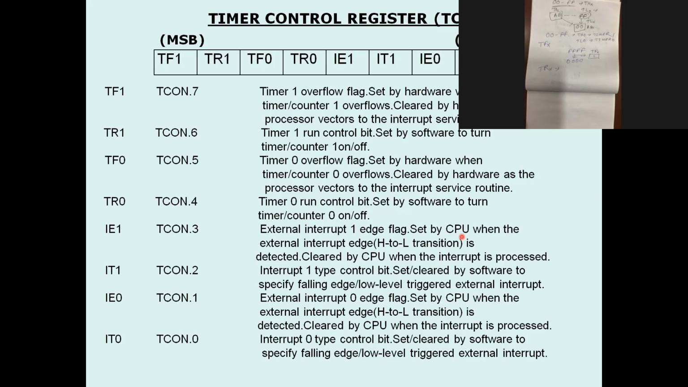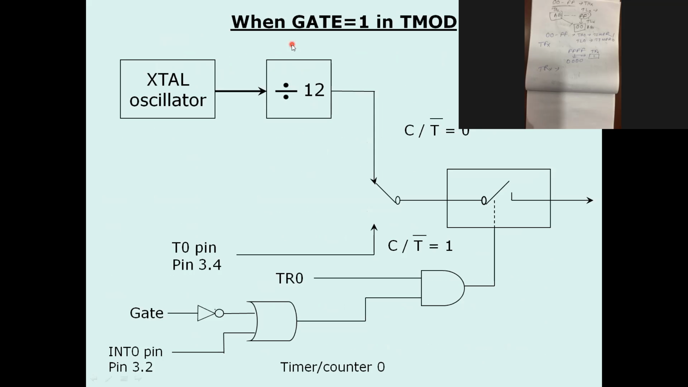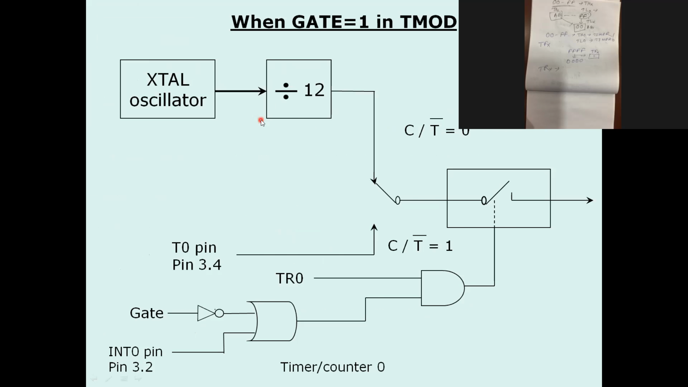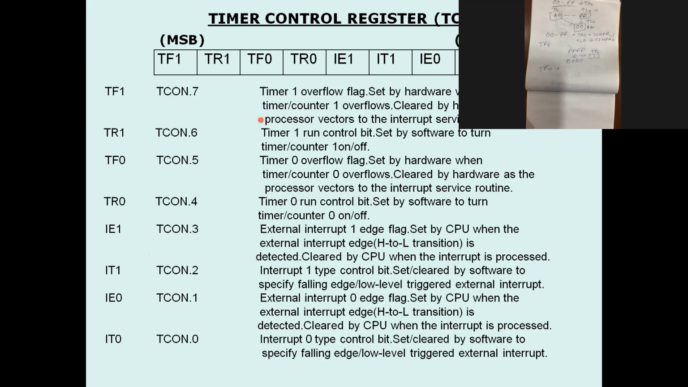Sir, if this TR1 bit is set, then timer 1 will be on. If TR0 is set, then timer 0 will be on for counting the clock pulses. But how? The gate pin will be automatically working. Is it clear? Yes, sir.